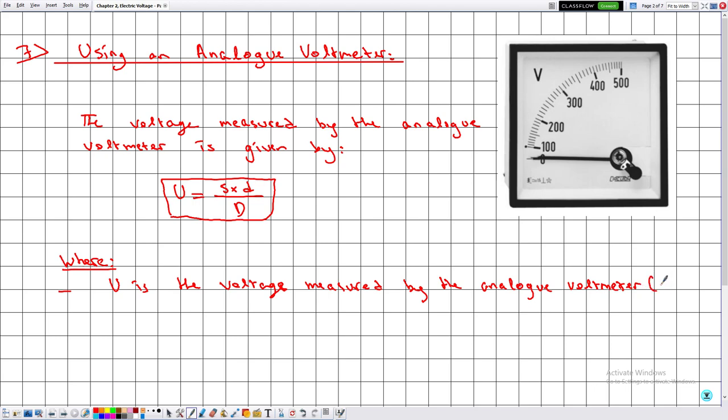And the assignment of the voltage, we know that it is V. Its symbol is given by V, which stands for volts. Now, what does S represent? S is given by the scale. Small s is the scale, or range. And the assignment of the scale or the range is given by volts also.